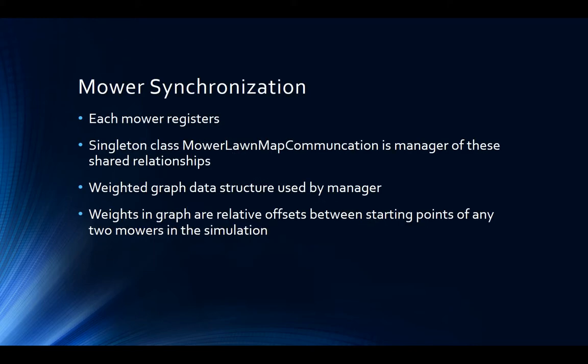The next major change that was made was the mower synchronization, which is the shared communication channel between all the mowers. The way we did this is that each mower registers with a manager data structure called the mower lawn map communication. This manager is implemented using a weighted graph data structure. The weights are essentially the relative offsets between where the mowers start. Each mower thinks that it starts at 0, 0, and so the weights are those relative offsets between them.